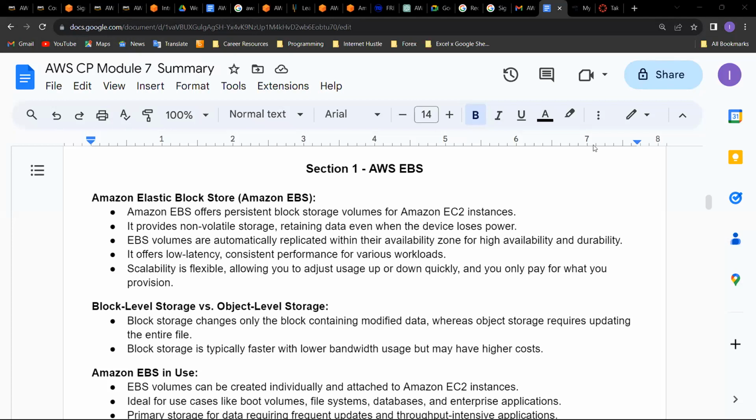Okay. Right. So I was saying yesterday that anytime you hear elastic, it means that the volume is scalable. You are able to scale in and out, right? And then you only pay for what you provision. So if you provision 8 GB, that is what you are going to pay for, right?